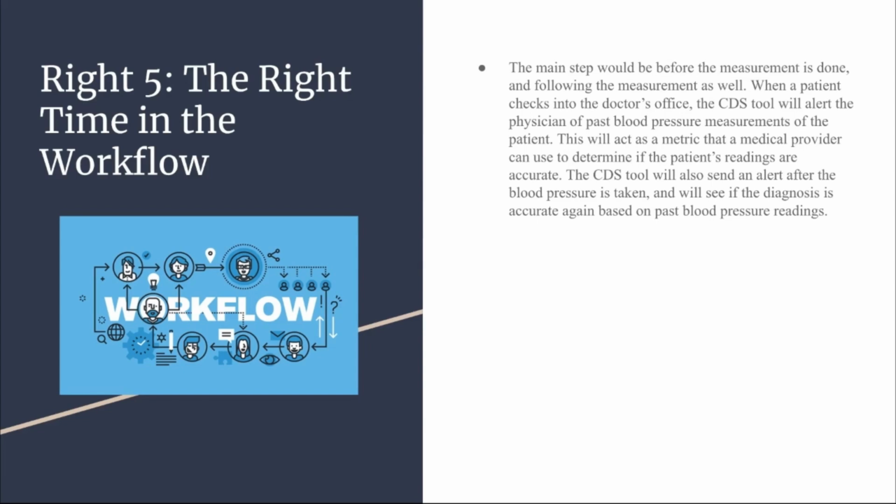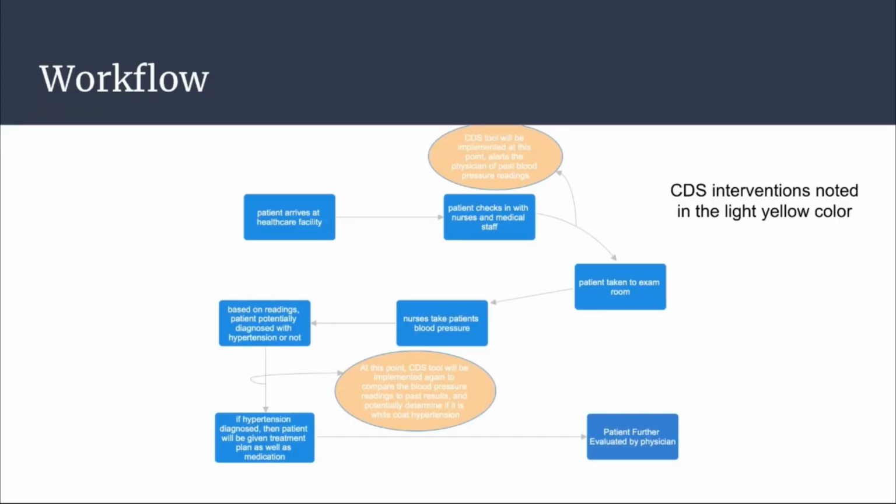Right 5, the right workflow. The main intervention step would be before the measurement of blood pressure is done and following the measurement as well. When a patient checks into the doctor's office, the CDS tool will alert the physician of past blood pressure measurements of the patient. This will act as a metric that a medical provider can use to determine if the patient's readings are accurate or if it's white coat hypertension occurring. The CDS tool will send an alert after the blood pressure is taken as well, and it will analyze the accuracy of the blood pressure reading.